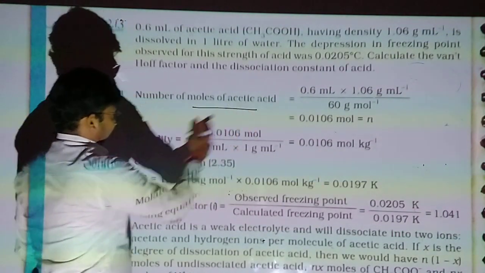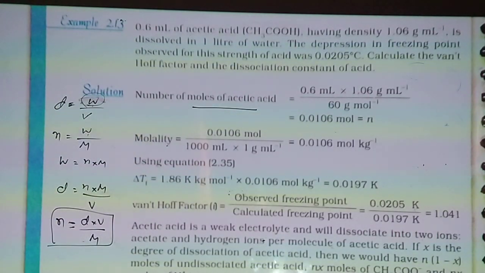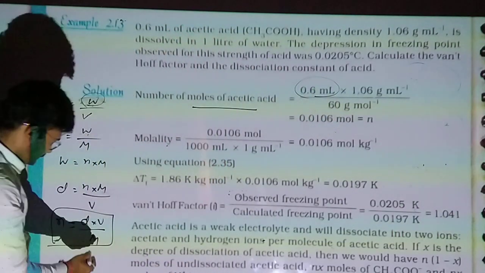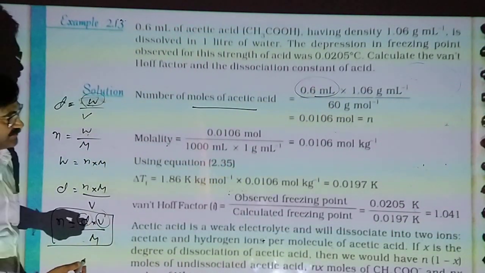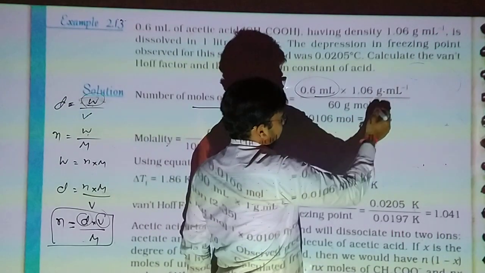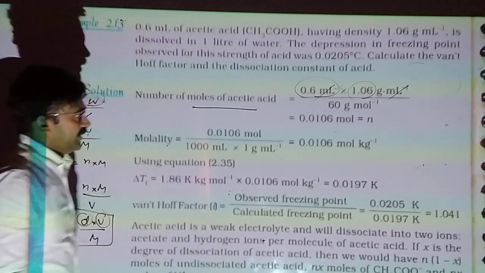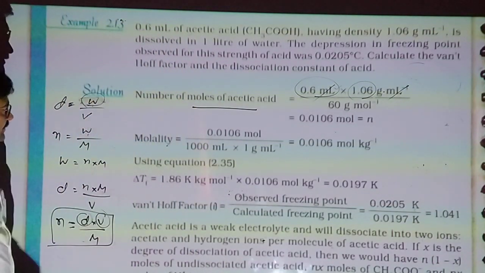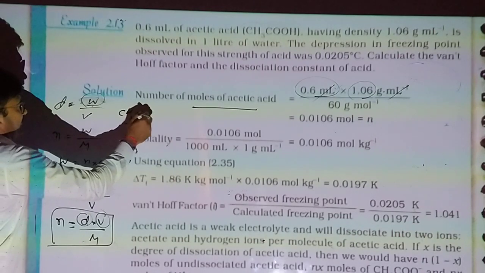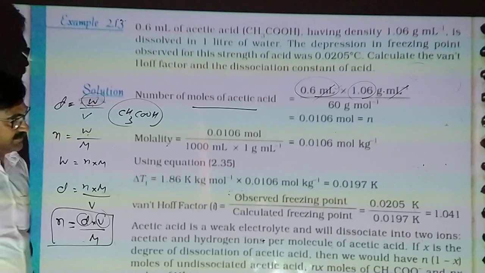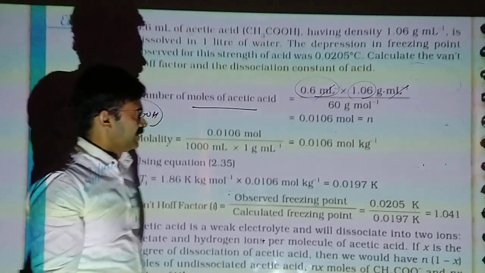So the moles of acetic acid are here directly given, everything direct, without any formula given. Here volume is 0.6 milliliter, density in gram per milliliter, so milliliter will cancel. And molecular mass 60. Yes, the molecular mass of acetic acid is 60 gram per mole, gram cancels. So the final answer will be in mole.